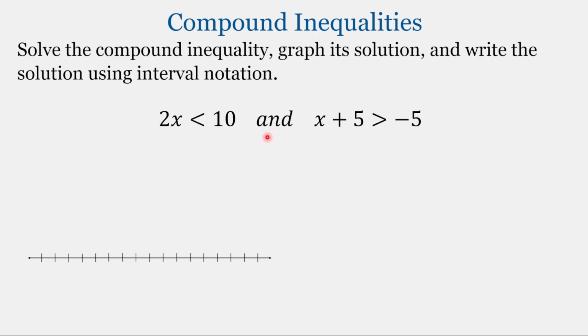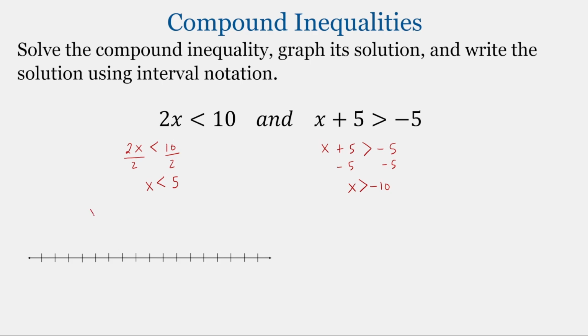using either and or or. So for this first inequality, we have 2x less than 10. To solve for x, we're going to divide both sides by 2. And we end up with x less than 5. For this second inequality, we have x plus 5 greater than negative 5. So we'll subtract 5 from both sides. We end up with x greater than negative 10.